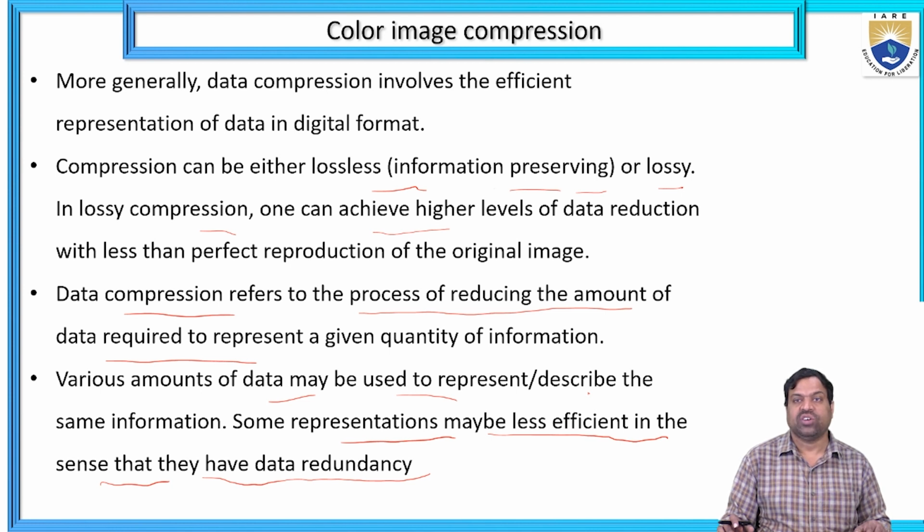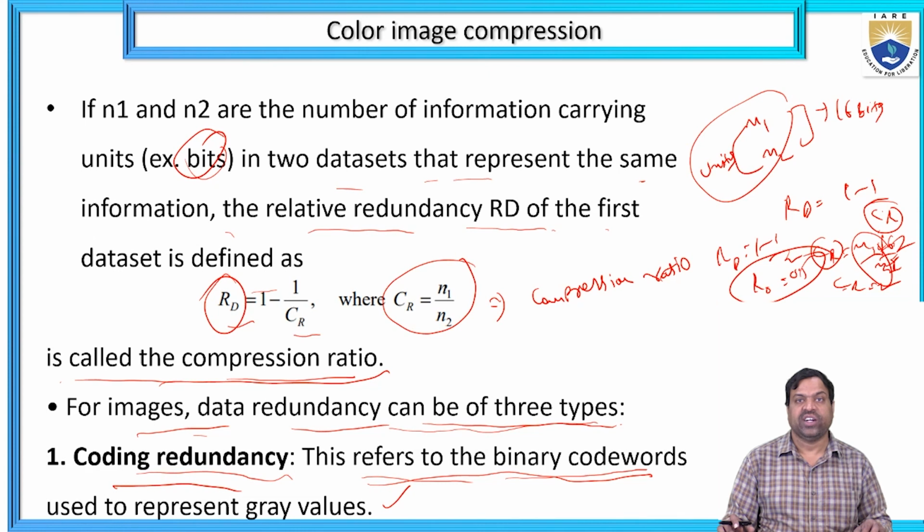Compressions are either lossy or lossless. Data compression refers to the process of reducing the amount of data required to represent a given quantity of information. Various amounts of data may be used to represent or describe the same information. Some representations may be less efficient in the sense that the data contains redundancy.